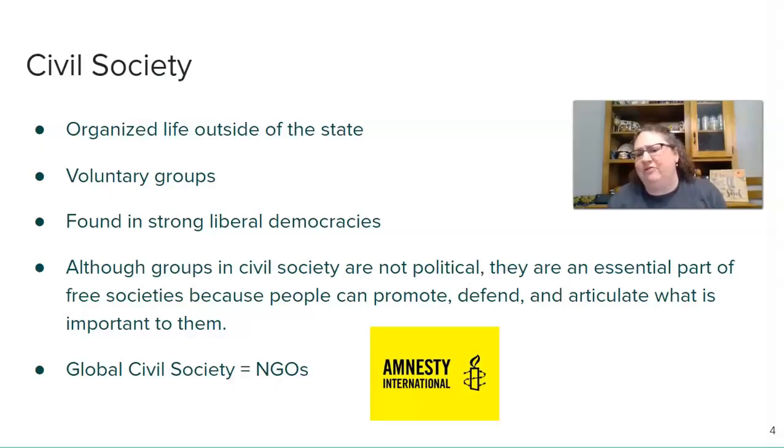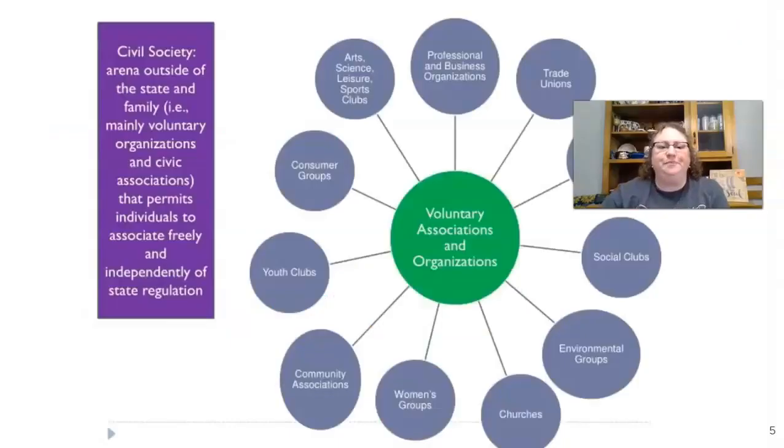There's groups that look at voting. So whatever topic there is, some type of NGO is interested in that. There are a lot of NGOs that come out of the United Nations, okay? So they are part of our civil society, our global civil society, if you will.